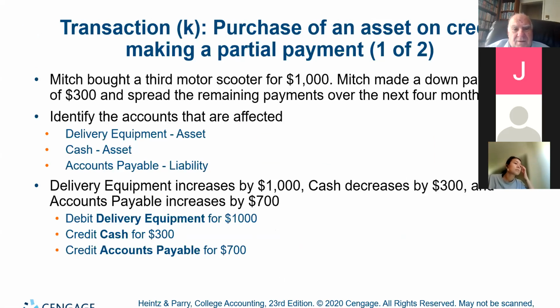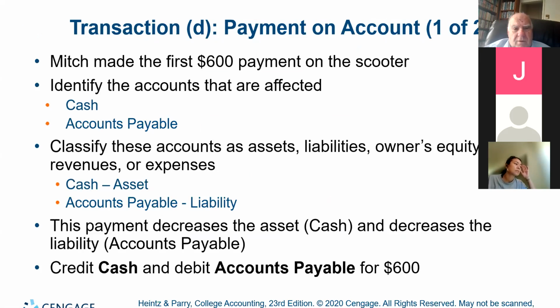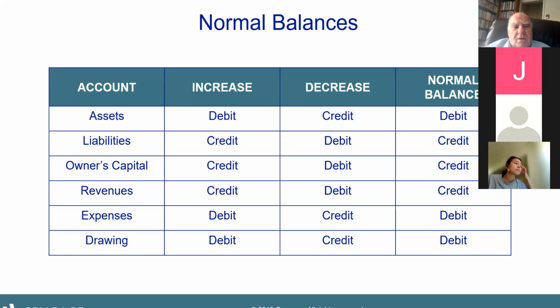I'm just going to go back to one more slide. This one here is the key to studying, I think. And again, you only need to look at one column. The increase column is the only one you need to worry about. If you know the increase, you know the decrease. Increase and normal balance are the same. So yes, I'm glad you reinforced that.